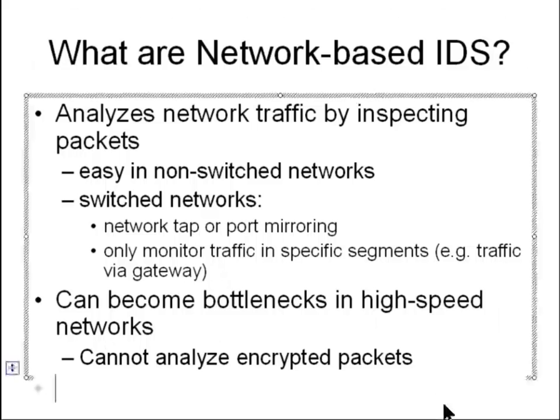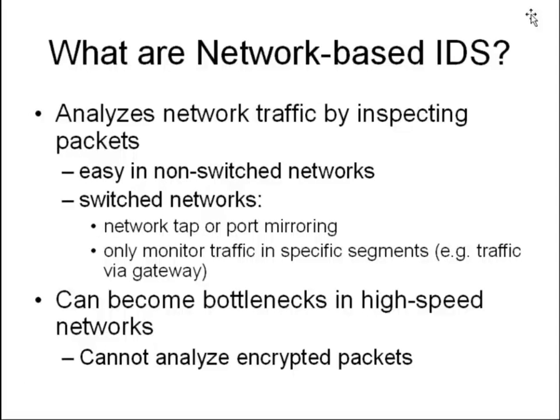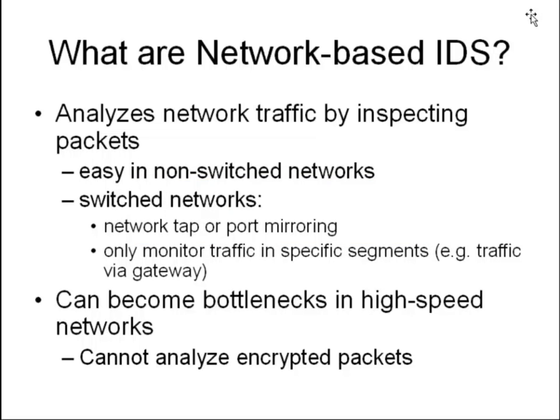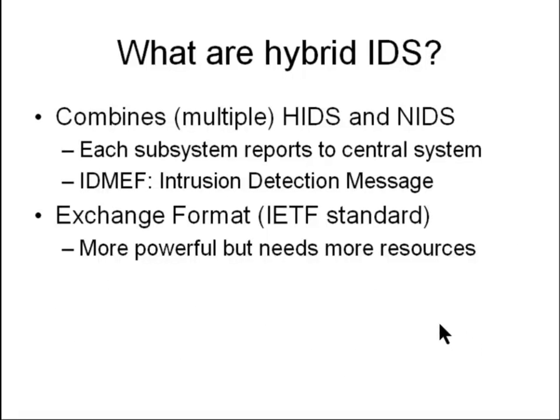However, recall that network-based systems can become bottlenecks in high-speed networks because each packet must be decoded. Each packet must then be compared against all the different signatures in the database to determine if there's a match between those two. Also realize that you cannot analyze encrypted packets. So if somebody has an end-to-end VPN from somewhere directly to their computer at work, there's no way that we can decrypt those packets in order to analyze them. So there's a limitation there for network-based intrusion detection systems.